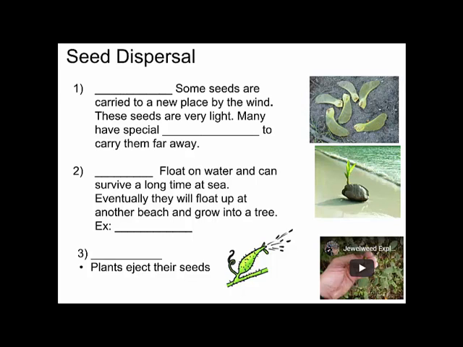That little helicopter shape, when they fall through the air, they're spinning around. Now, if there's no wind, they'll just fall to the ground. Probably won't grow. But if the wind picks up, it can carry these seeds pretty far away. That's a means of seed dispersal, a way of getting those seeds somewhere else.